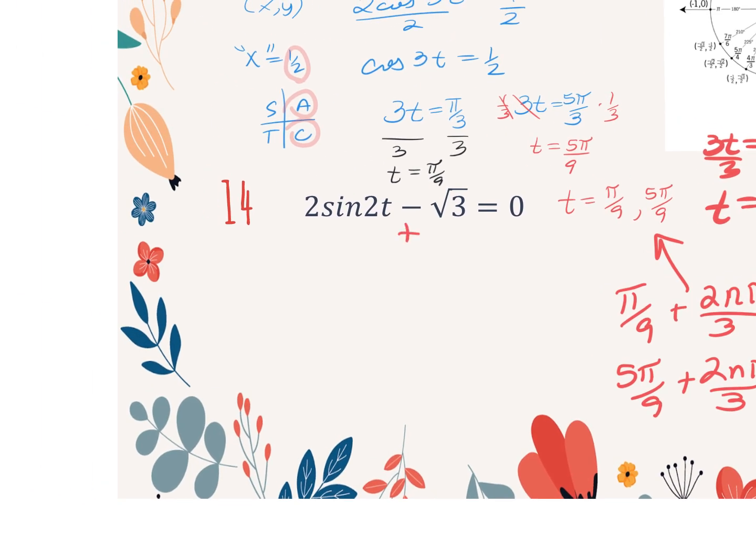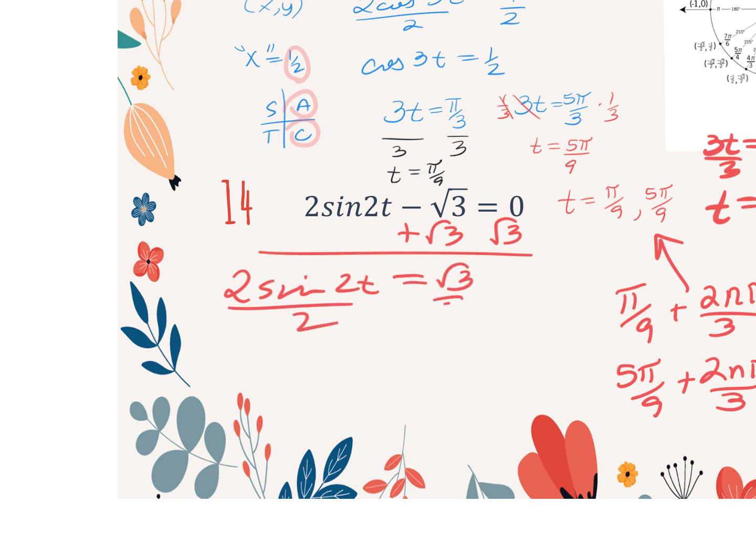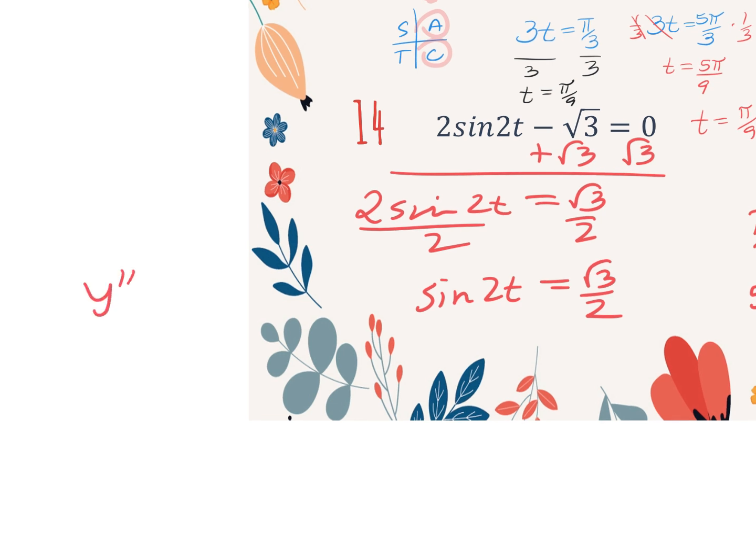Add the square root of 3. Sine 2t equals the square root of 3. Divide by 2. Sine of 2t equals square root 3 over 2. Remember, we're looking for a y value on my unit circle where the y of the ordered pair equals this. Narrow it down. All students take calculus. I'm looking in quadrant 1 and 2 for this y value.